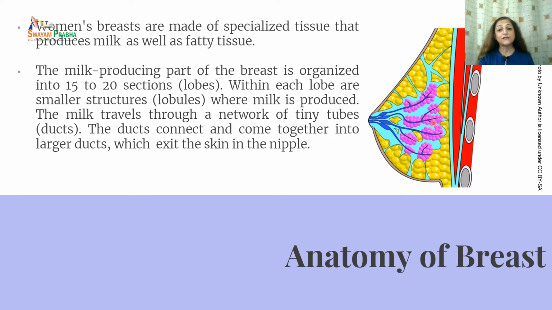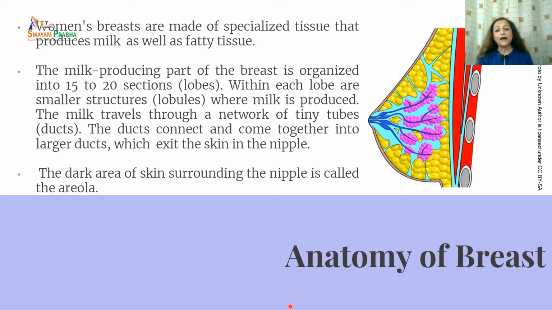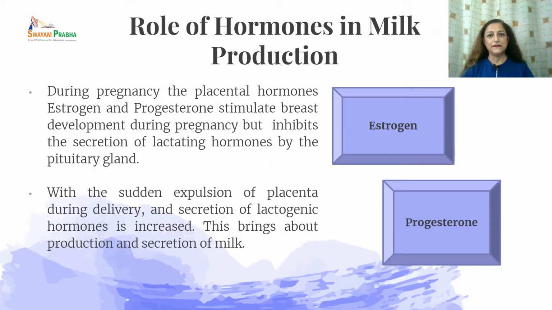From these lobules, the milk travels through a network of tiny tubes. We call them ducts. And these ducts connect and come together as larger ducts and they eventually exit the skin at the nipple. The dark area of the skin surrounding the nipple is called the areola. We have just studied the structure of the female breast.